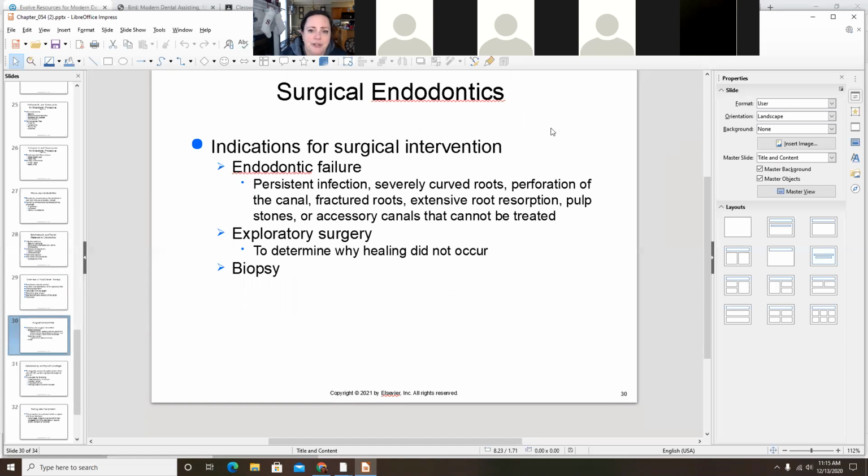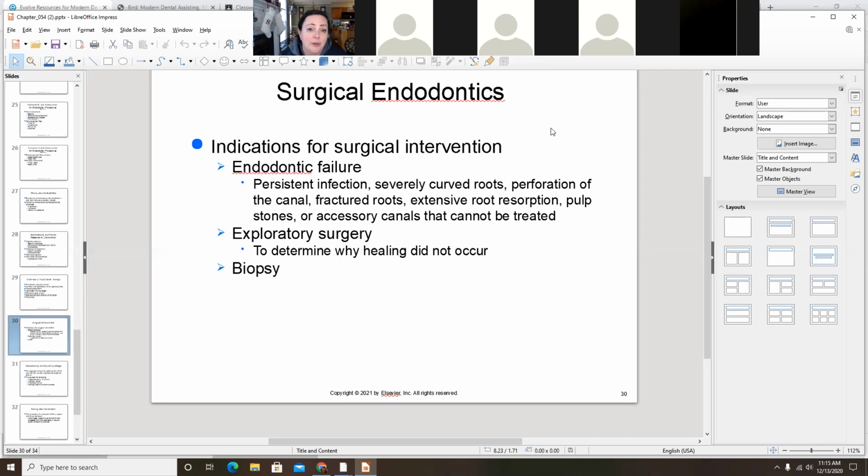Indications for surgical intervention, endodontic failure, okay? Persistent infection, severely curved roots, perforation of the canal, fractured root, extensive root resorption, pulp stones, accessory canals that cannot be treated. All of these things are contraindicated to having a root canal, okay?